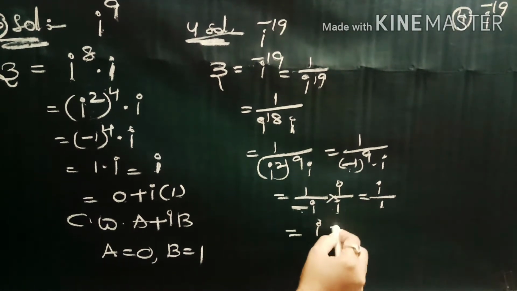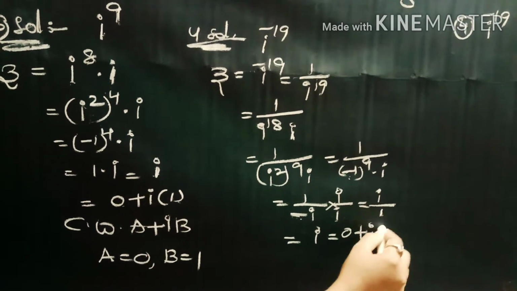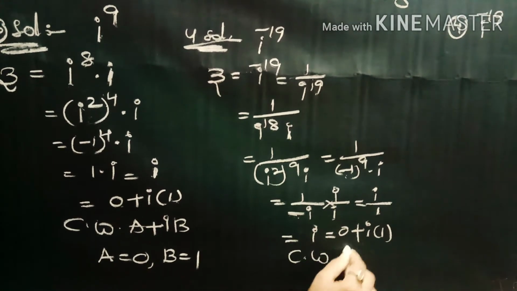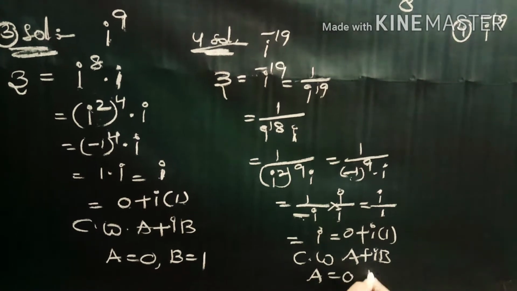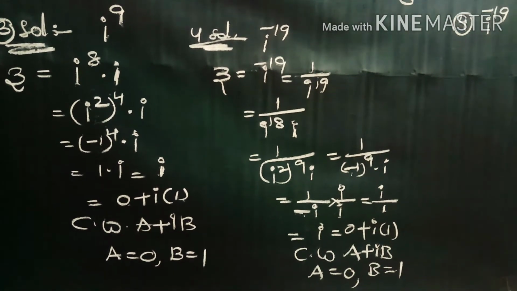And we write this i as 0 plus i into 1. And next we are comparing this number with the term a plus ib. Then what are the values of a comma b? Here also a is equal to 0 and the value of b is equal to 1.